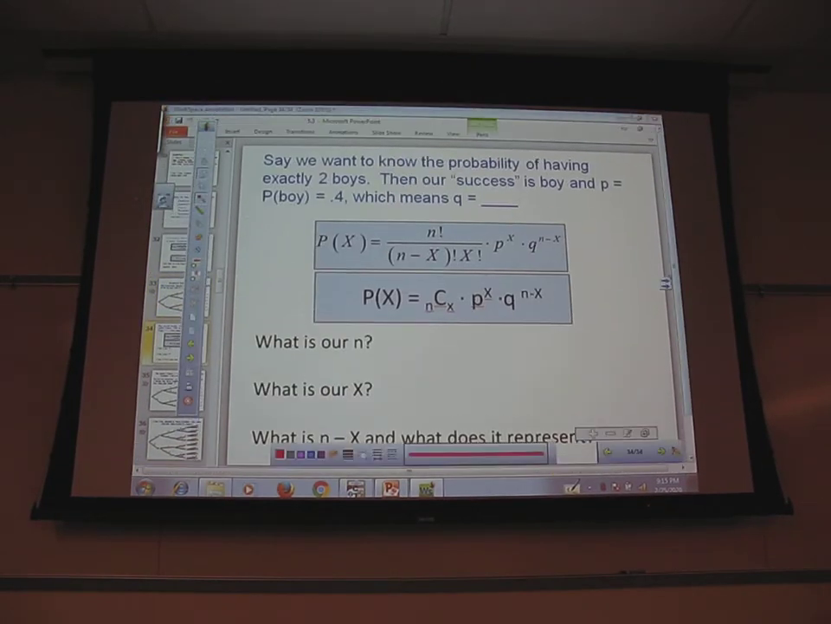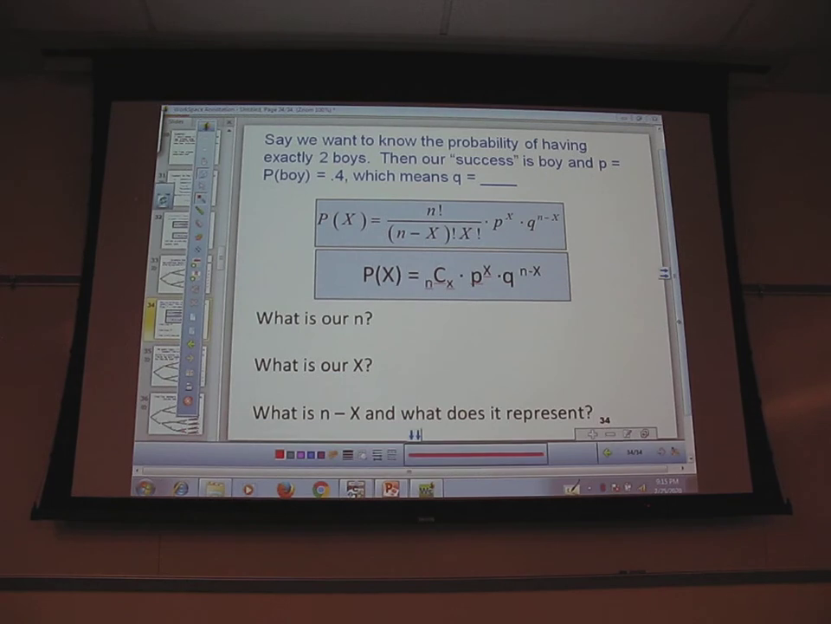So we want to know the probability of having exactly 2 boys out of the 3 children. That makes our success a boy. So little p is what?